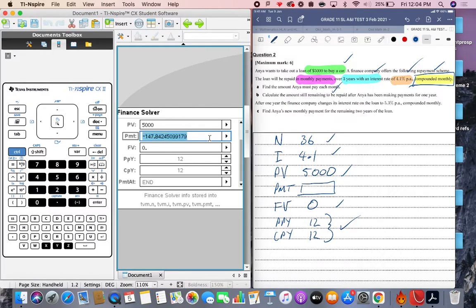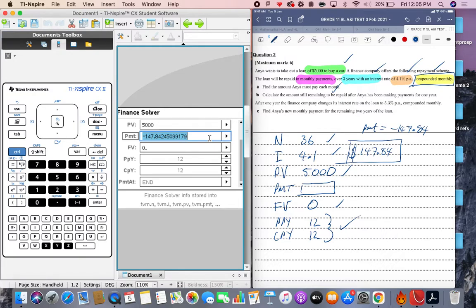So I've got this payment equal to -147.84. So actually, we're making a $147.84 payment per month, right? The negative is because it's going away from us. So the calculator is pretty clever. Anything coming towards us, positive. Anything going away from us is a negative, right? Everyone should be able to get that 2 marks.